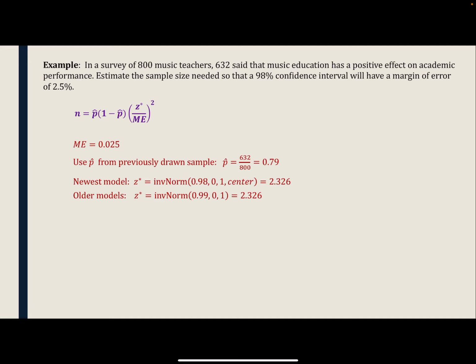Okay, so let's plug these values into our formula. The sample size n is going to be p hat, which is 0.79, times q hat, or 1 minus this, which is 0.21, times z star, which is 2.326, over the margin of error, which is 0.025, squared. Don't forget the squared. A lot of people forget the squared. You can put this into your calculator exactly as you see it here.